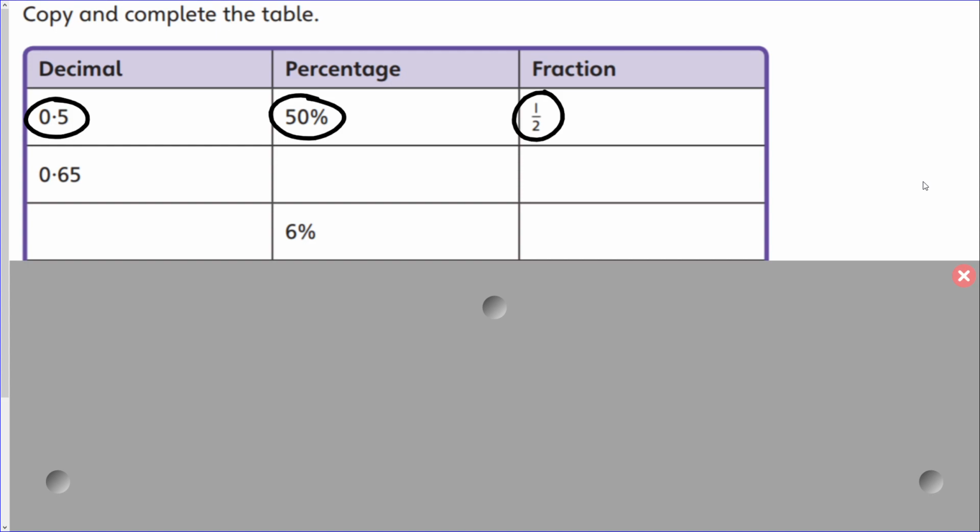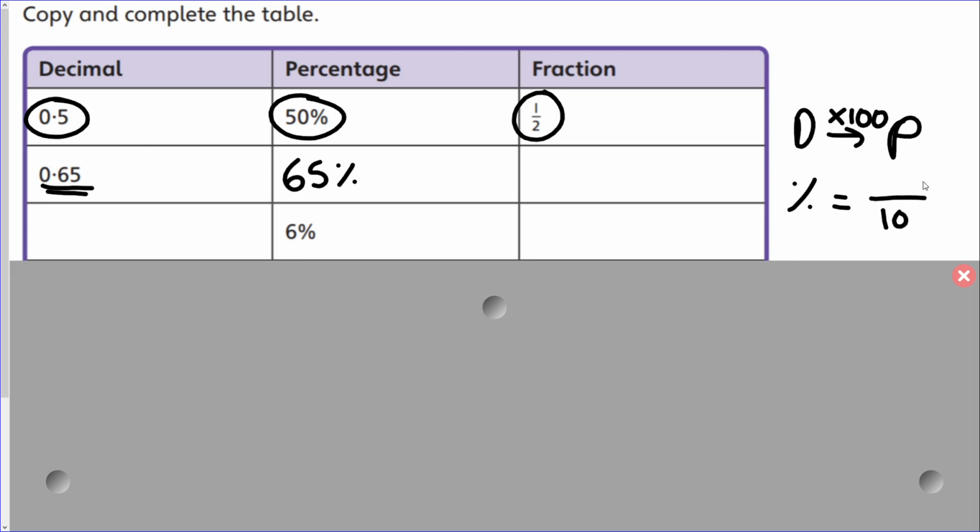So if we start with the decimal, 0.65, how can we straight away turn it to a percentage? And this is linked to what we did yesterday. We learned that to go from a decimal to a percentage, we times by 100. So 0.65 times by 100 is just 65%. We also learned this week that percent just means out of 100. So therefore, as a fraction, I can write that straight away as 65 out of 100.